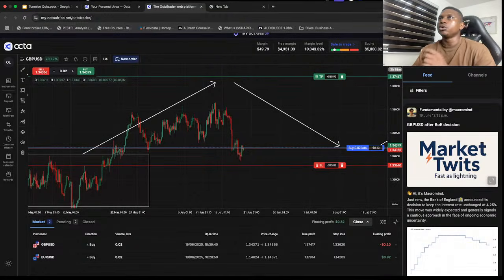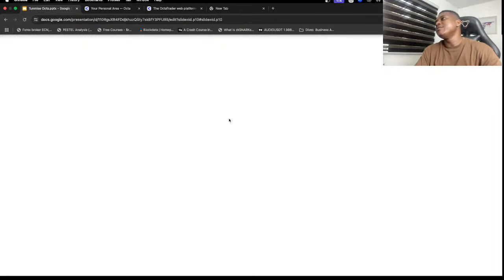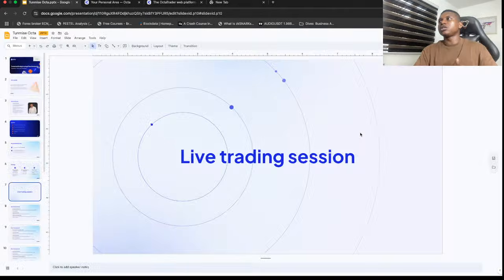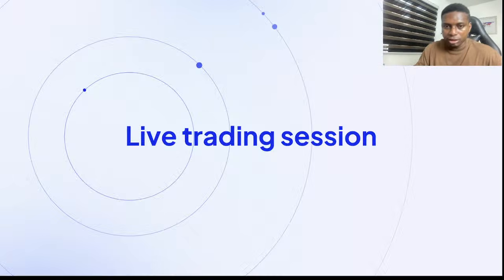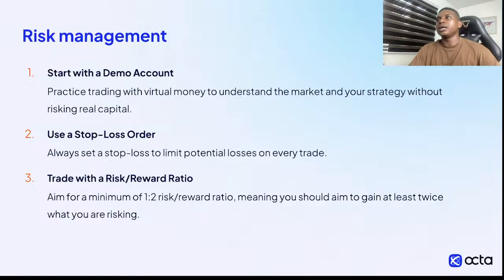One important thing that we need to understand is risk management when it comes to trading. This has to be part of our trading system, part of our trading ideology, and what we must implement whenever we are trading. If you are a total newbie, it's important that you start with a demo account and practice with virtual money to understand the market and your strategy without risking real capital.